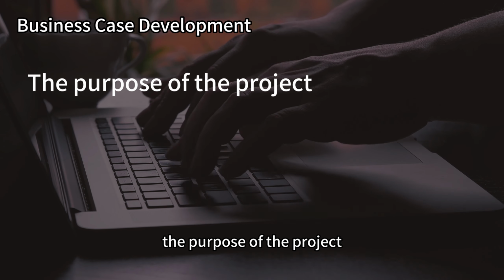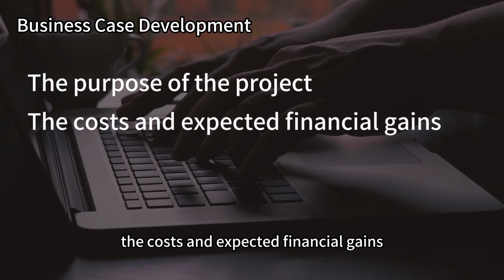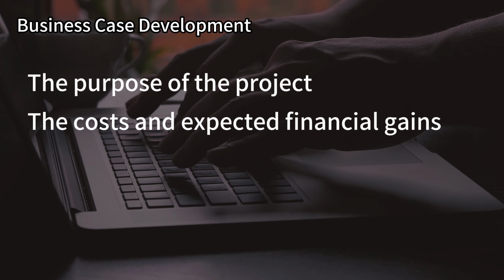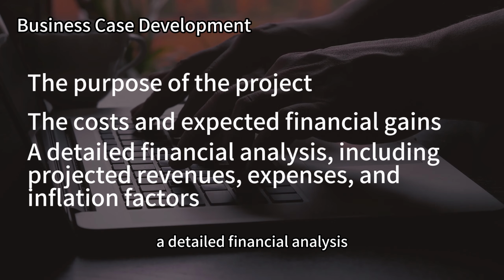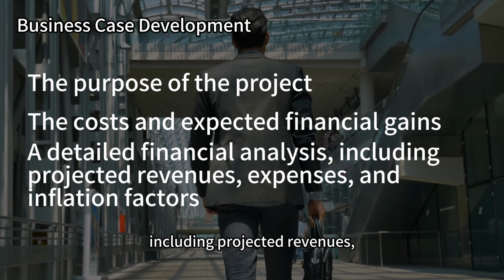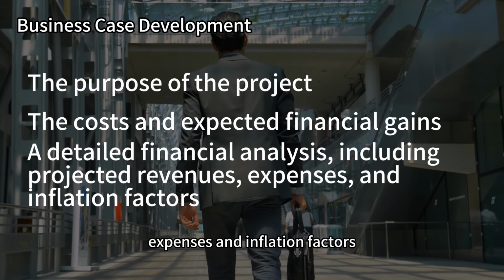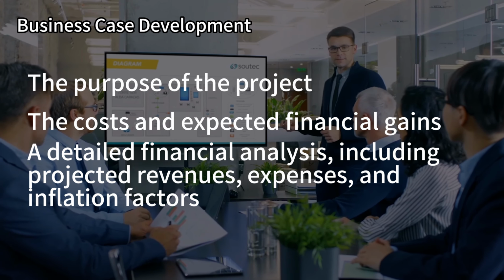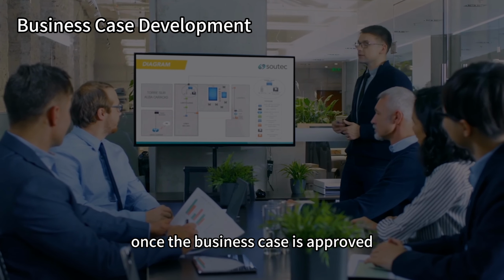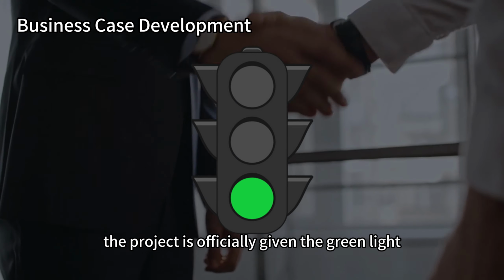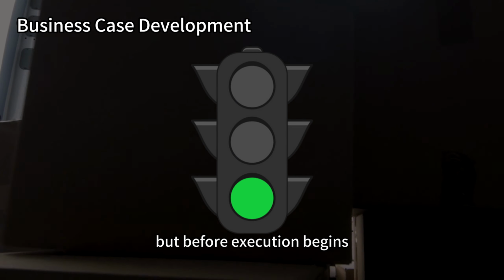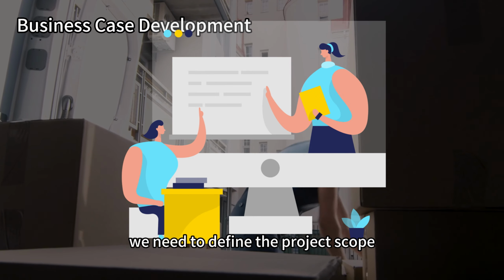The purpose of the project. The costs and expected financial gains. A detailed financial analysis, including projected revenues, expenses, and inflation factors. Once the business case is approved, the project is officially given the green light. But before execution begins, we need to define the project scope.